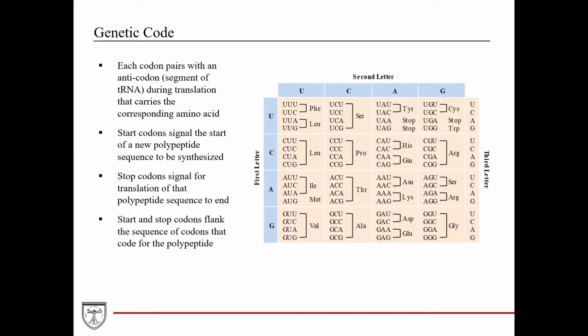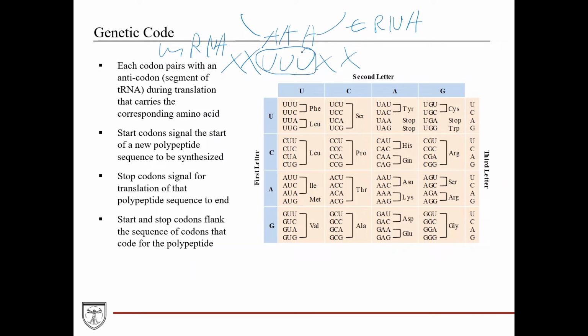One thing to note is that each codon pairs with an anticodon on a segment of tRNA. So if we have a codon, we'll say this first one here, U, and obviously there's going to be nucleotides on either side of it. And this will be our mRNA. There's going to be an anticodon, which will be, in this case, AAA, and this will be part of the tRNA sequence. And then the tRNA is carrying the amino acid that corresponds to this codon. So in this case, it would be phenylalanine.